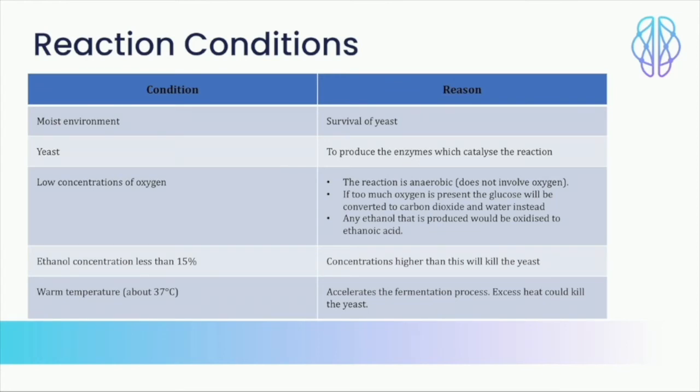The first two dot points are pretty self-explanatory. We need yeast, obviously, to catalyze the whole reaction. Yeast has a really crucial enzyme that converts the glucose into ethanol and carbon dioxide. And we need a moist environment, a little bit of moisture, to ensure the survival of the yeast. Because it's important to realize that this reaction doesn't happen that quickly. This happens over a couple of days. Usually when you're doing this in the lab, you'll leave it overnight on the Friday, and you'll come back on the Monday and you'll see that you made a bit of ethanol.